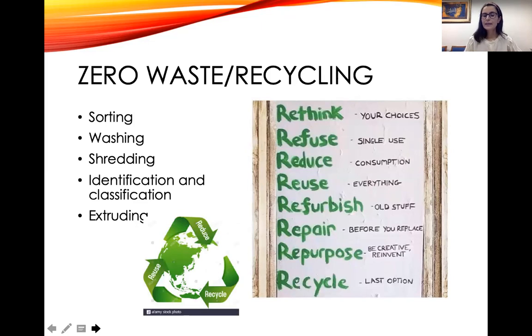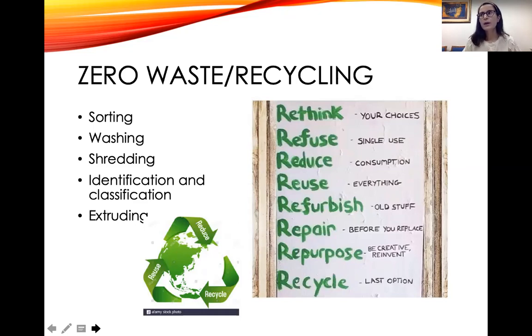But I think it's gotten beyond reduce, reuse, and recycle, which is the 3 R's of reduction of waste. I think it's now multiple R's. It's rethink your choices. It's refuse, it's reduce, then reuse, then refurbish, then repair, then repurpose. And even recycling should be your last step, because that too requires a lot of energy.